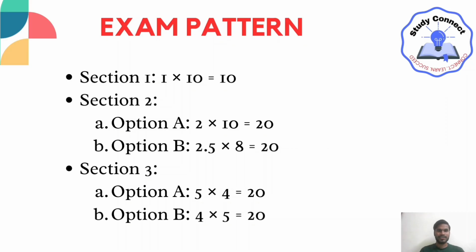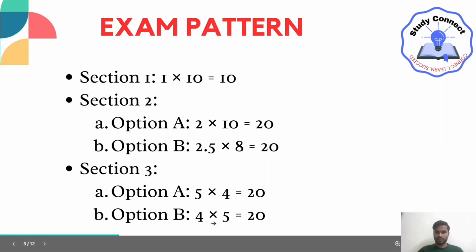So let's understand the exam pattern. What can be the exam pattern in the examination? Section 1 will be of 10 marks, having 10 questions. Section 2 has two options. One option can be 10 questions of 2 marks each, which equals 20 marks. The other option is 8 questions of 2.5 marks each, which becomes 20 marks. Section 3 has two options. One is 4 questions of 5 marks each, and the other is 5 questions of 4 marks each.